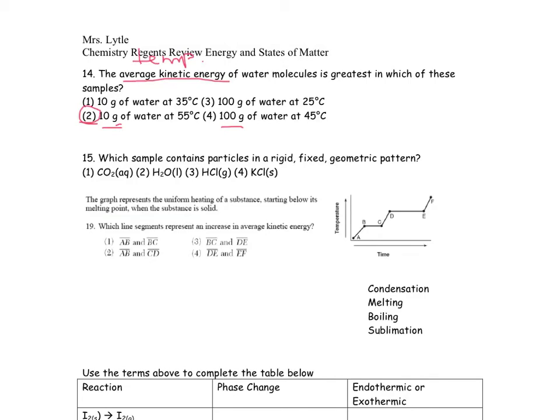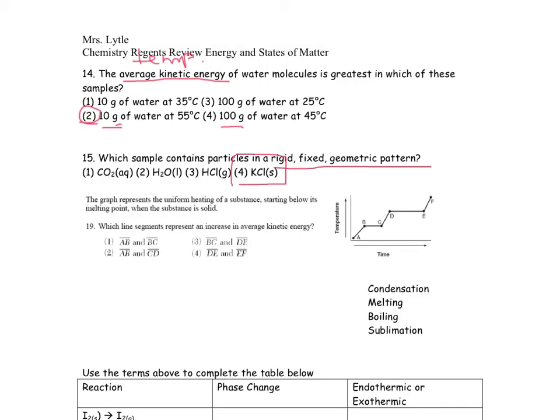In the next question, they ask about the particle arrangement that is a rigid, fixed geometric pattern. Recall from the beginning of the review that fixed geometric pattern refers to a solid. So we're simply looking for a solid. Solids are symbolized with the subscript S.